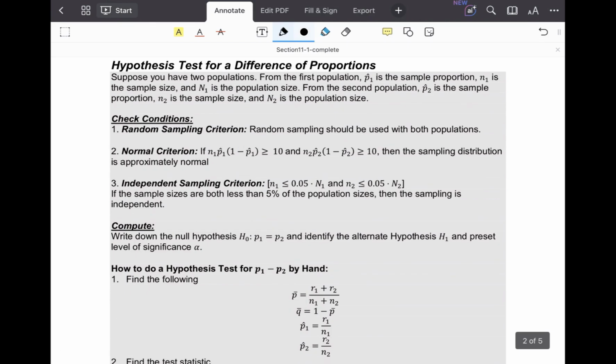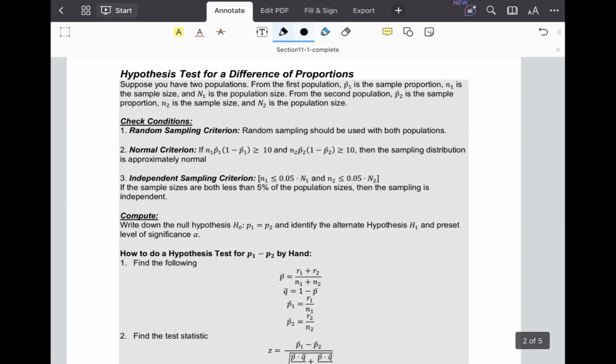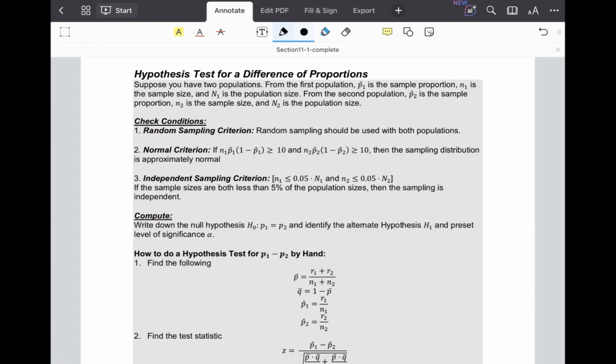Okay, now the steps are a little bit more challenging in these just because there are multiple steps that you have to do. Especially with the normal criterion. Random sampling is the same, and independent sampling, now you just have typically two populations. Sometimes it's just from one, but typically you have two populations that you're comparing. For the normal criterion, you're doing the same check, but twice. So like n times p times 1 minus p, but you're doing that for both p1 and p2.